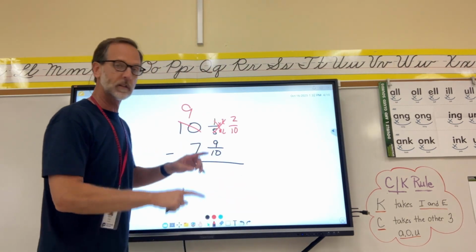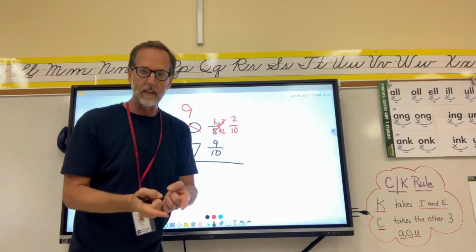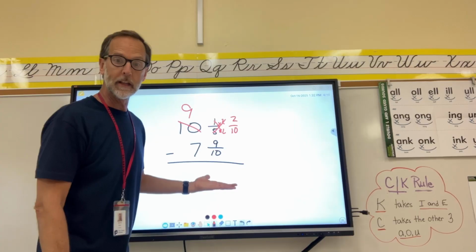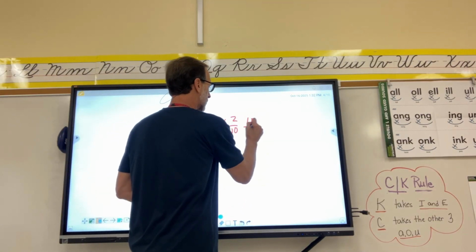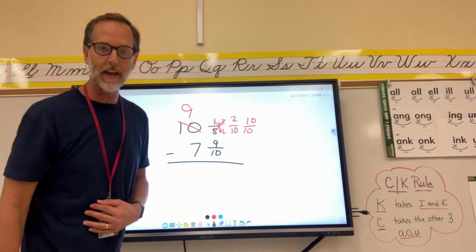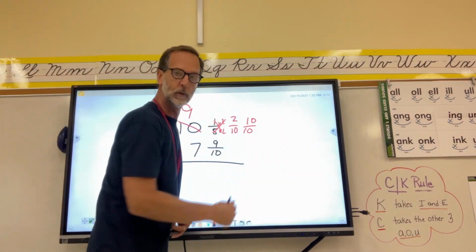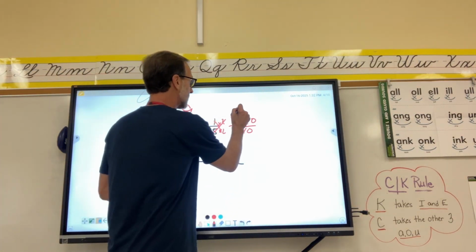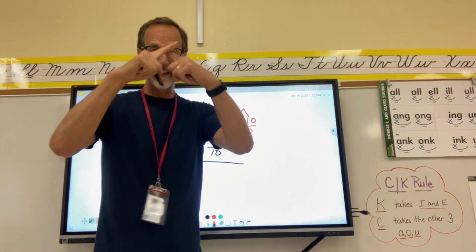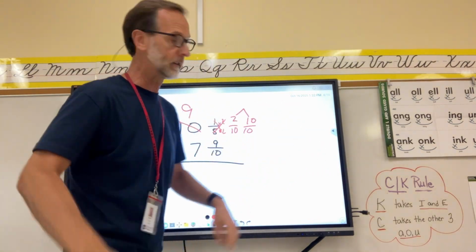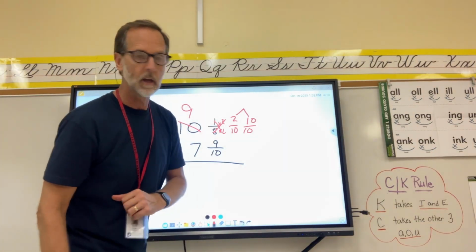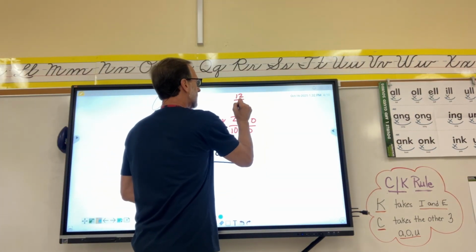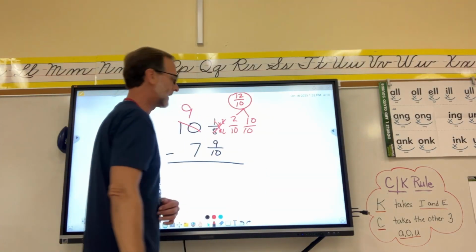What fraction is going to make a whole one in this problem? The denominator is 10, so I need all 10 pieces, 10 tenths. I'm going to put it right here next to it. 10 tenths. Now, I had 2 tenths already. I'm going to add 10 tenths. So now I'm going to put them back together. We're going to go up now instead of decomposing. What's 10 tenths plus 2 tenths? It's 12 tenths.